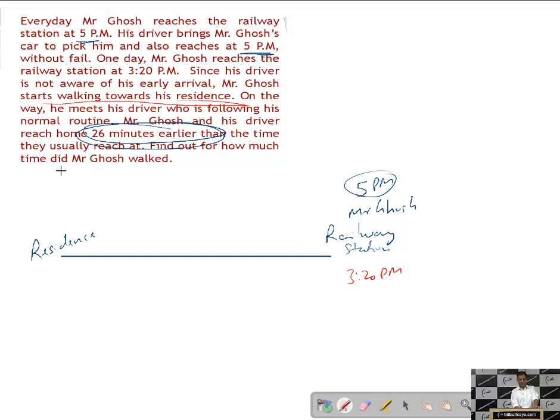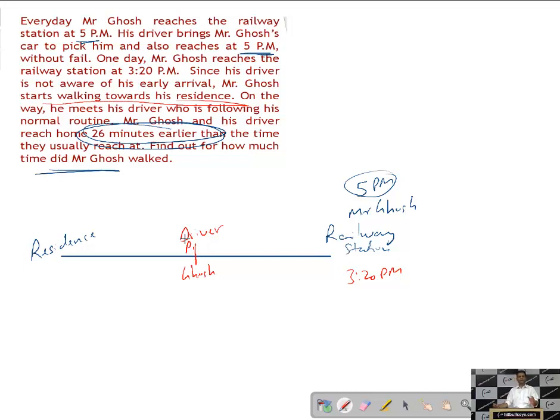The question is, how long does Mr. Ghosh walk? Students, now you can see the concept. Suppose I say the driver meets Mr. Ghosh at this point. Driver and Mr. Ghosh meeting at the point, you can say P.